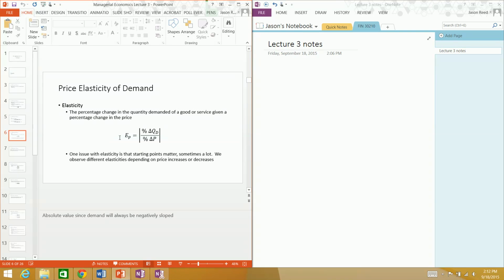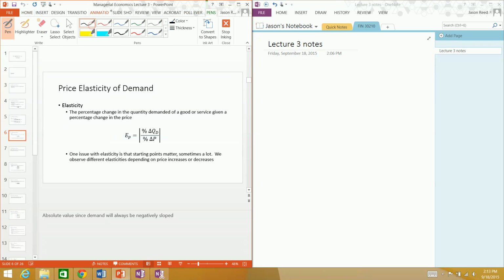And so elasticity for us is essentially the percentage change in the quantity demanded of a good or service given a percentage change in the price. What we do here is take the absolute value, and we do so because we know that demand is downward sloping. Because demand's downward sloping, we already know that there's going to be a negative relationship involved. So we're concerned with the magnitude, not necessarily the direction.